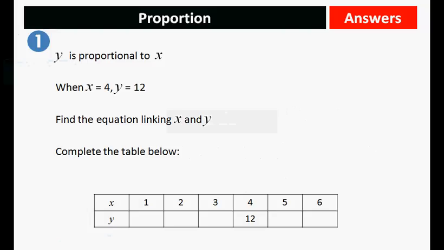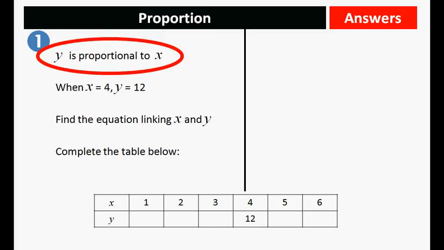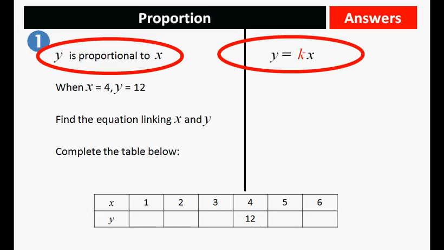So here are the answers to the questions on proportion. Question 1 was, y is proportional to x. When x is 4, y is 12. Find the equation linking x and y and complete the table. Well, if y is proportional to x, that means that the relationship is y equals something times x, y equals k times x. Now we know values of x and y, 4 and 12, so we can put those in.